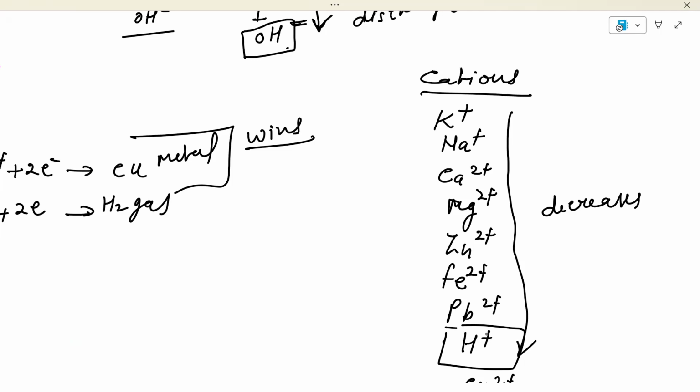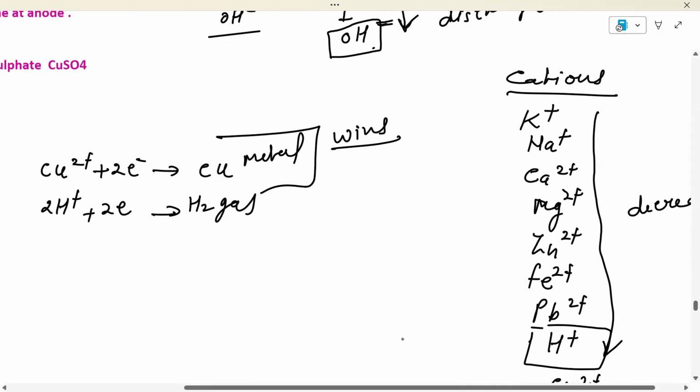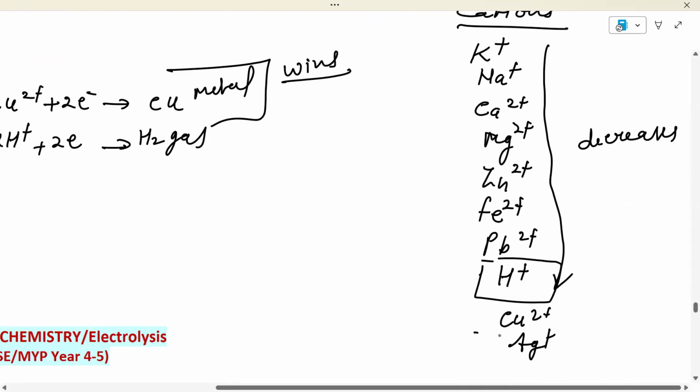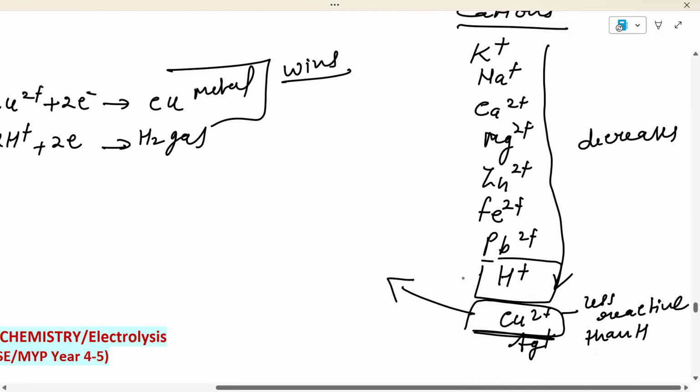What happens here? See, copper is less reactive than hydrogen. So copper is going to lose its ionic state and it becomes copper metal. At which electrode? Obviously, as it is a cation, it's going to be discharged at the cathode. Hope it is clear to you, right?